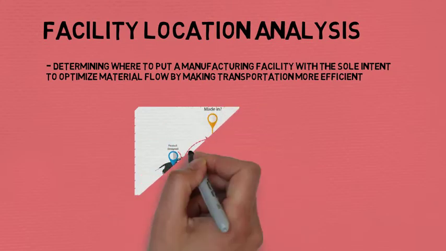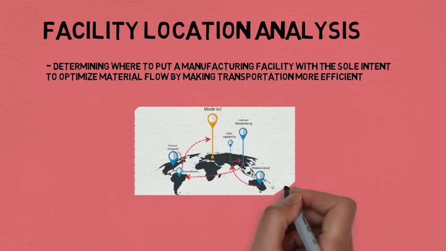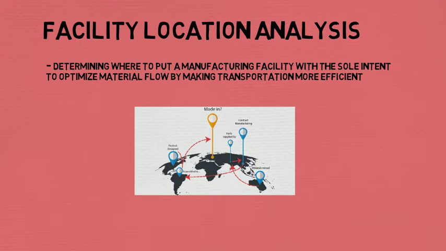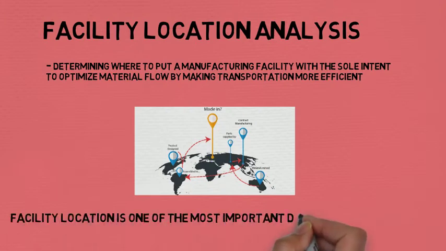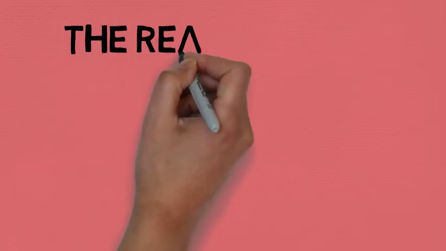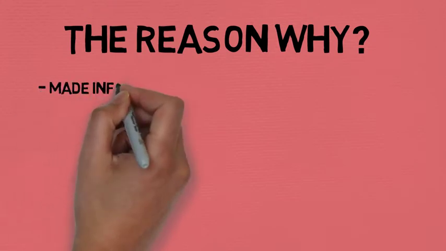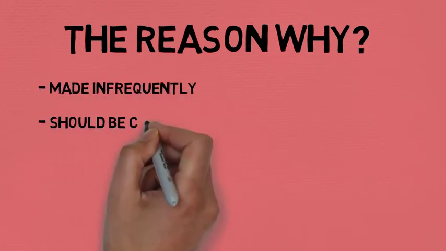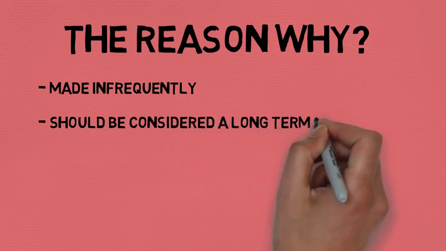With increasing globalization, supply chains are becoming increasingly complex. This leads to more complicated location decisions, and thus we are in need of several tools and methods to locate our facilities in the most efficient locations as possible. Keep in mind that the facility location is one of the most important decisions a firm makes. The reason why is because it is made infrequently and should be considered a long-term decision.